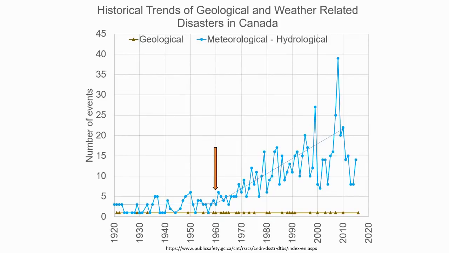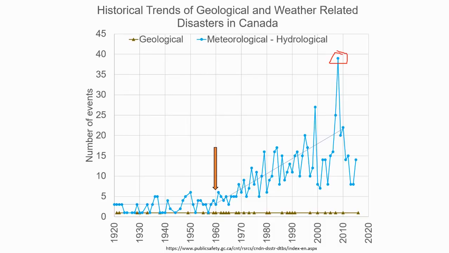And I've put in an arrow there to indicate where we stop going from pretty steady state, just some fluctuation but staying fairly low, to where it's increasing over and over again. And of course, what stands out is 2008, where we had 39 events. So that was quite something.